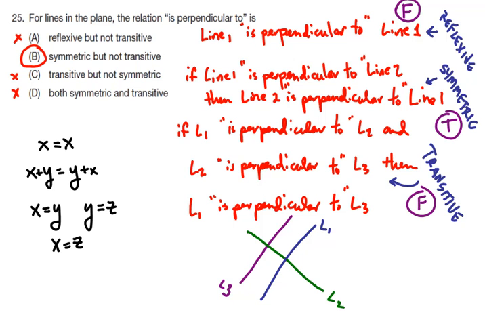So when we talk about equality as the relation, then equality is transitive and it is symmetric. And you can say x equals x is going to be reflexive. However, and this is the perpendicular relation, only the second, symmetric, applies.